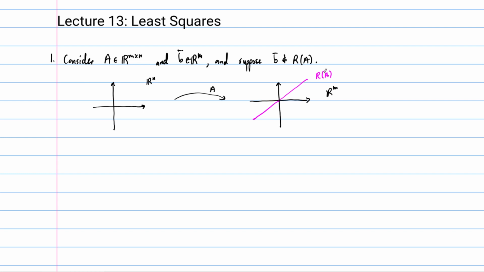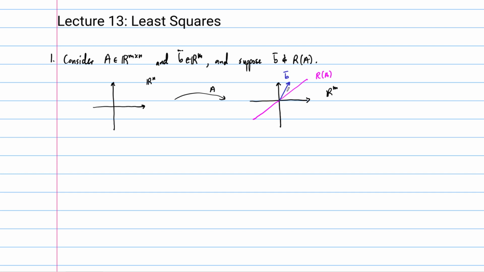Really, it's m-dimensional space, so this is just, let's say, a k-dimensional subspace for which k is less than m. So it doesn't fill out the entire space Rm. And then our assumption up here is that B is not in the image of A. So that means that B is maybe, say, this vector. Could be any vector, but I'm just picking this one. So there's the vector B.